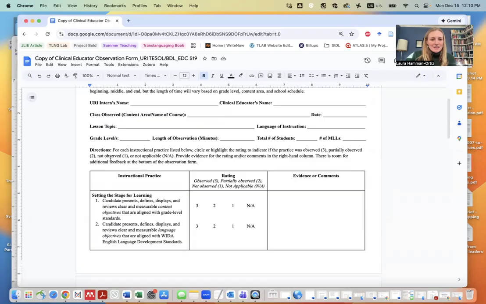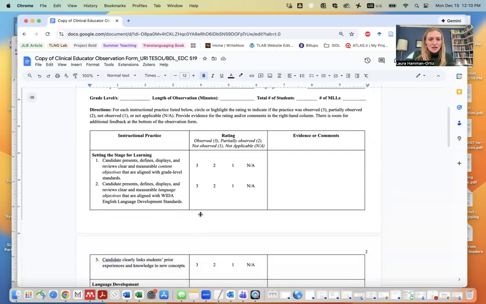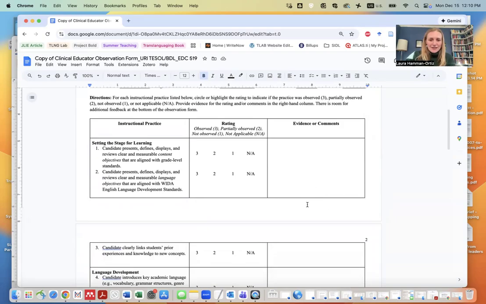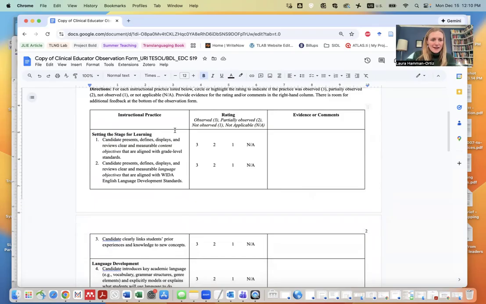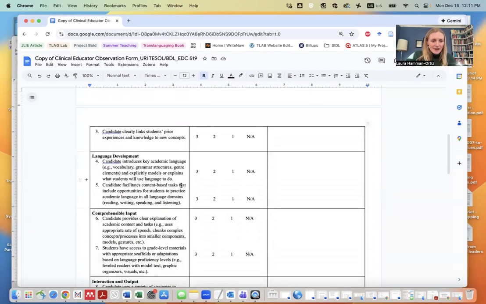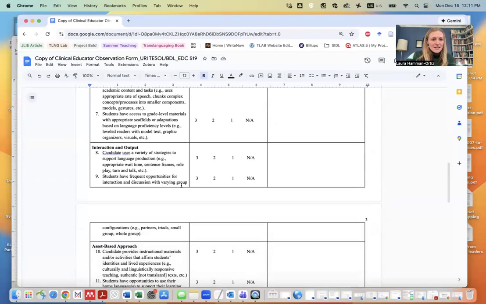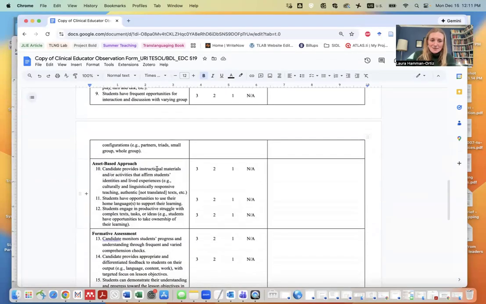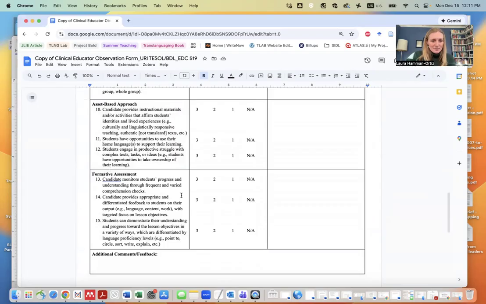And as you can see, it lists a range of different instructional practices, and your CE will have a chance to rate them as observed, partially observed, not observed, or not applicable. Most of these things should be applicable, so you'll likely have a numeric score. And then here they can provide some evidence or comments about each item. And so you'll see that we've divided this into different sections. We have setting the stage for learning, language development, comprehensible input, interaction and output, asset-based approach, and formative assessment.